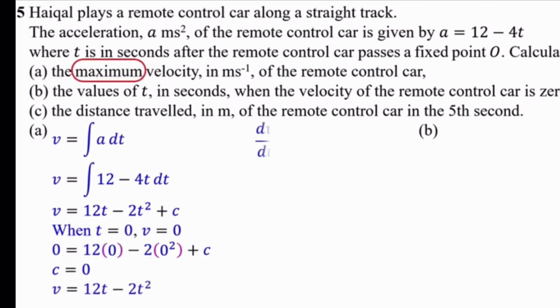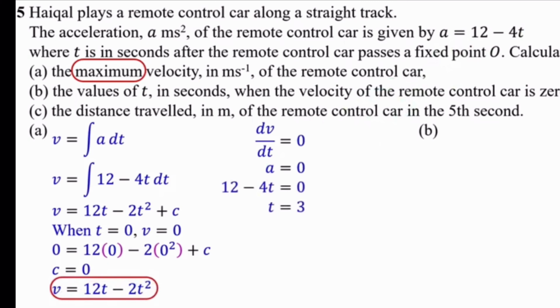So we write again the velocity function in terms of t, and we will let dv/dt equal to 0, because for the maximum velocity, a must be equal to 0. So let's solve for t. So t is actually 3 seconds, right? Substitute into the velocity function, we will get velocity which is equal to 18 meter per second.